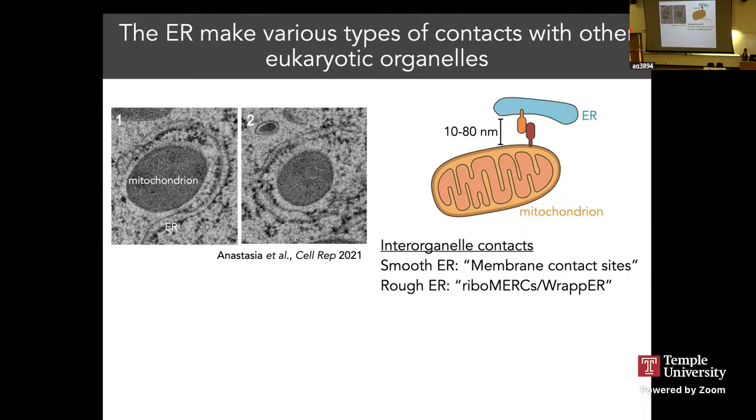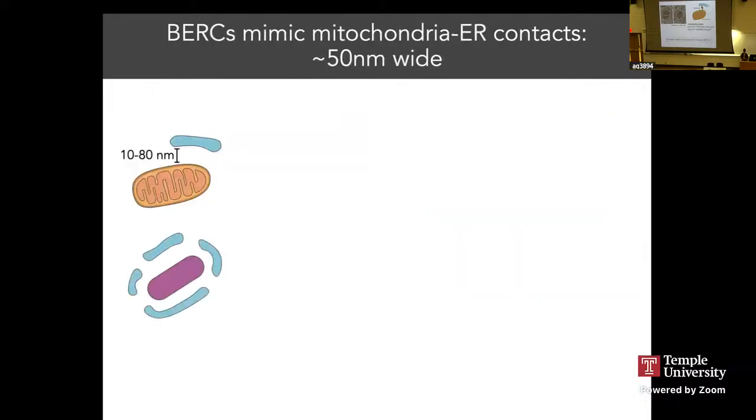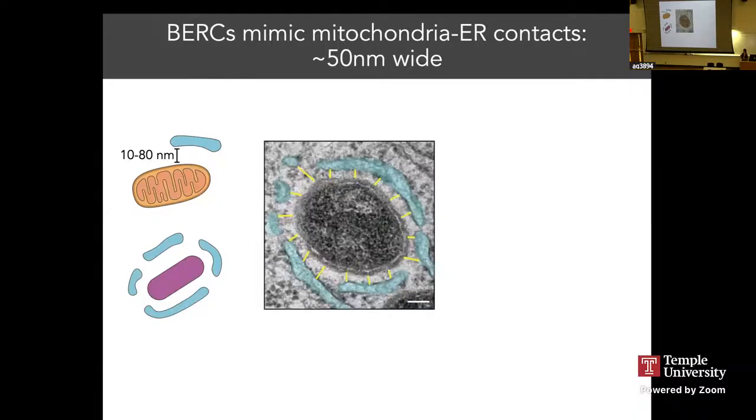And so we started to wonder, were our bacteria mimicking MERCs? And so we asked if these were MERCs, if these were bacteria ER contacts. And so we tried to use the same parameters that were used to define these kinds of mitochondrial contacts. This included measuring the distance between these spaces. And so Yabi very carefully went in and measured the intermembrane distance in her EM images.